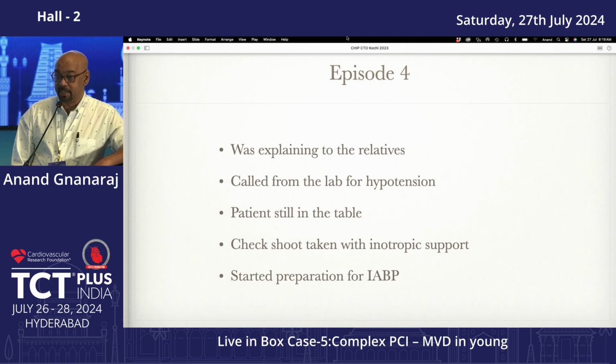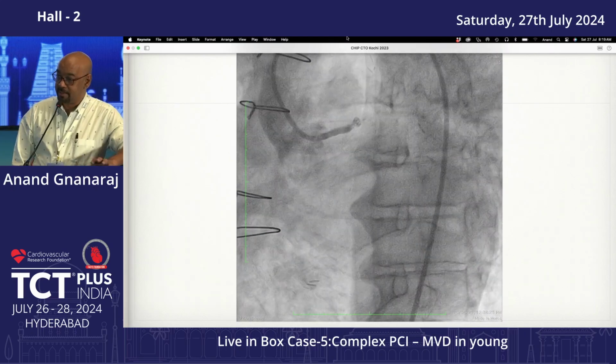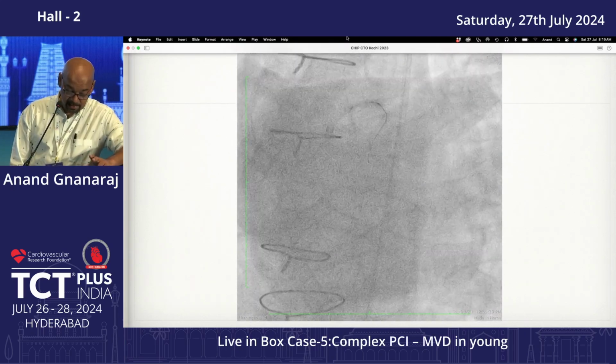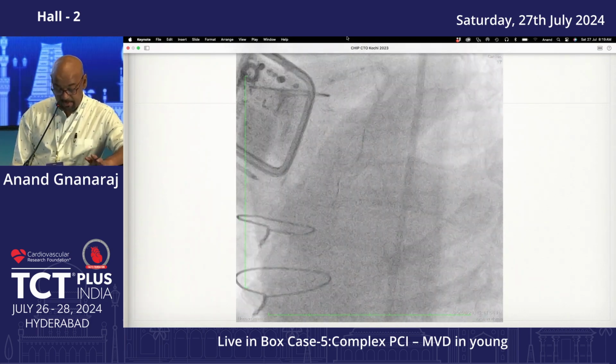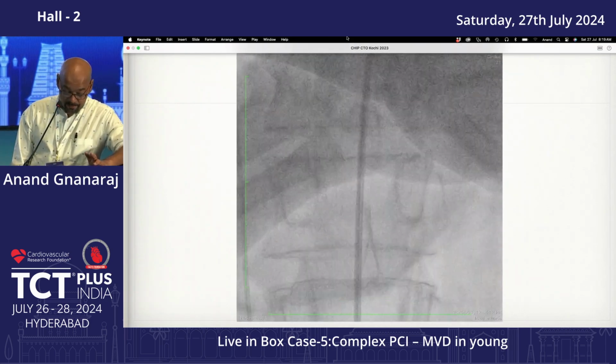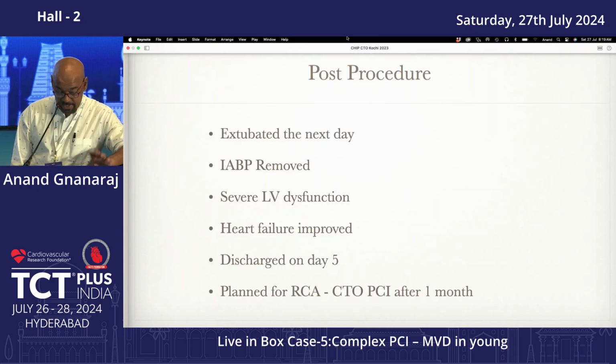Again, they called me for hypotension. He was still on the table. So when we went back, he had acute stent thrombosis. So that was massaged for 5-10 minutes, and then we ballooned it. Luckily, he was still on the table. Put an IABP and ventilated him, then extubated the next day.